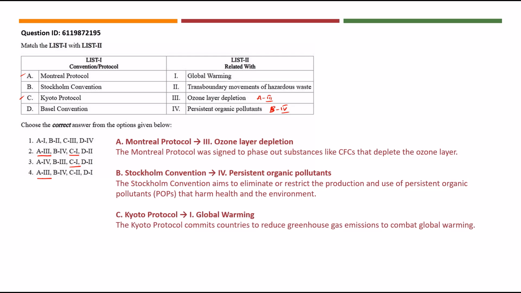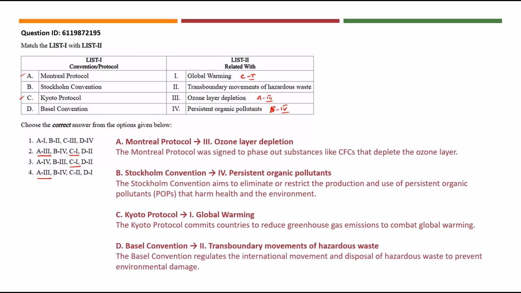Next we will see Kyoto Protocol. The Kyoto Protocol commits countries to reduce greenhouse gas emissions to combat global warming. C will be mapping to global warming, C1. Combat means fight against global warming, we should understand.